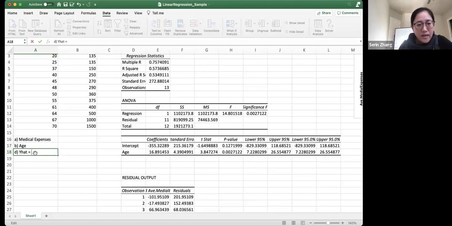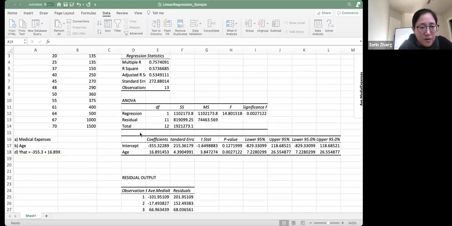Okay, so y hat, and we put the y-intercept first. So -355.3 plus the x value coefficient, 16.89. That's the coefficient, the number with x, okay, like this. So that's the regression function. Y hat, or you can call it the regression model, okay?